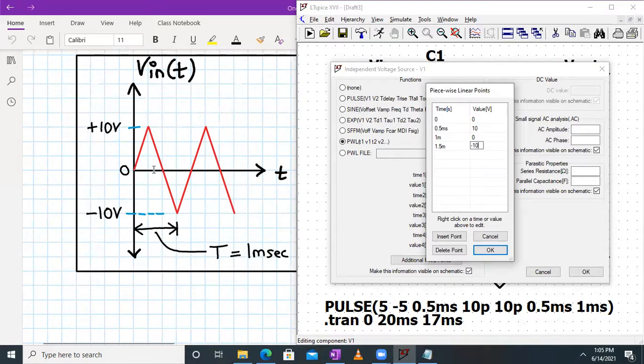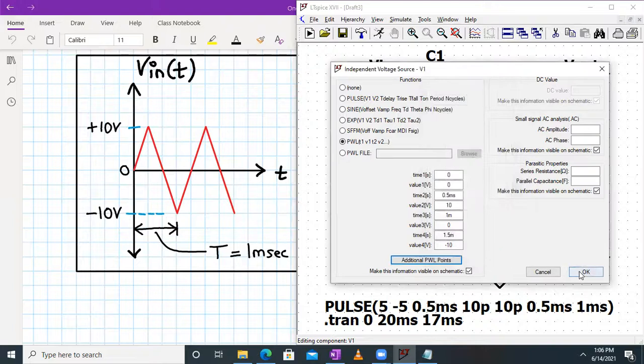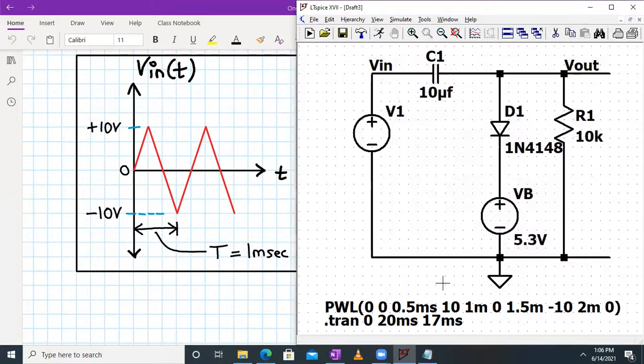So this will be 0, 0.5, 1 millisecond. And this will be around 1.5. So at 1.5 it is minus 10. And again at 2 millisecond, its value is 0. Fine. So that's what we have got. We'll click on OK. So this is what we got.